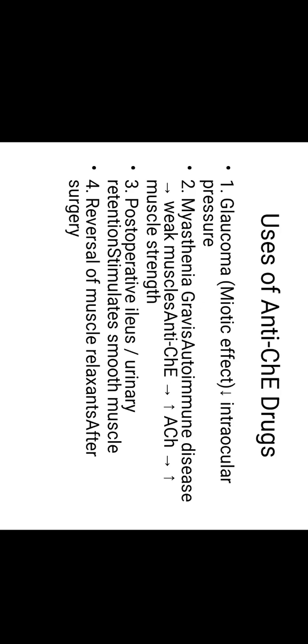Anticholinergic drugs are used in glaucoma, myasthenia gravis, post-operative ileus and urinary retention, and they stimulate smooth muscles. They can be used in reversal of muscle relaxants after surgery, in Alzheimer's disease to improve memory, and in belladonna poisoning.